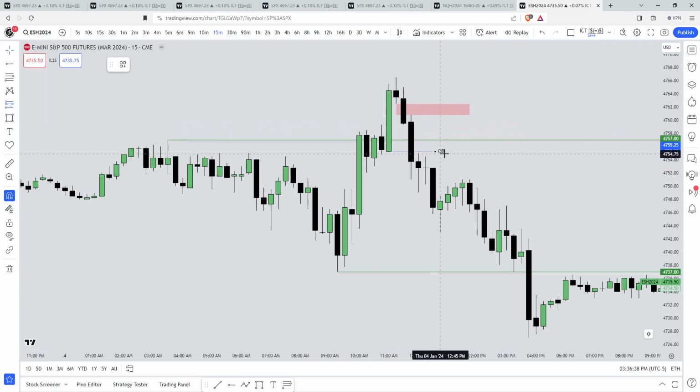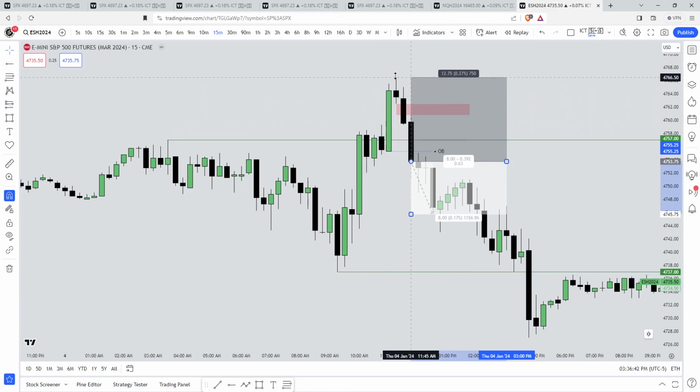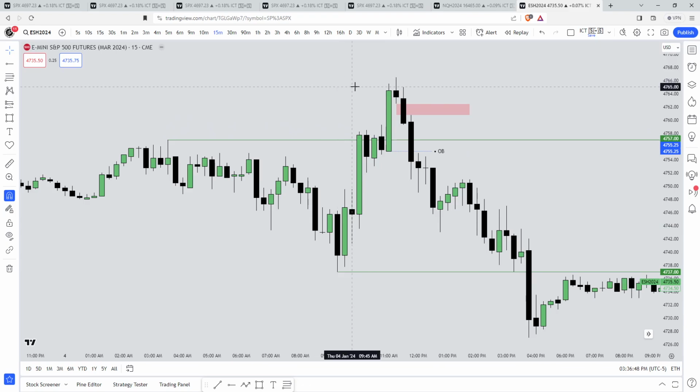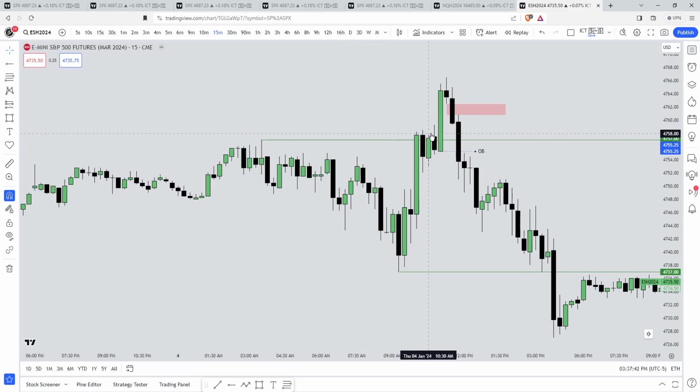So where would I enter in this case? As soon as it closes beneath the fair value gap, you could enter, with the stop loss above this high. This isn't a high enough RR trade for me to take. So in this example, I would have just missed the opportunity if I was trading the bearish change in the state of delivery. So that's going to be it for episode 2 on the change in the state of delivery model.